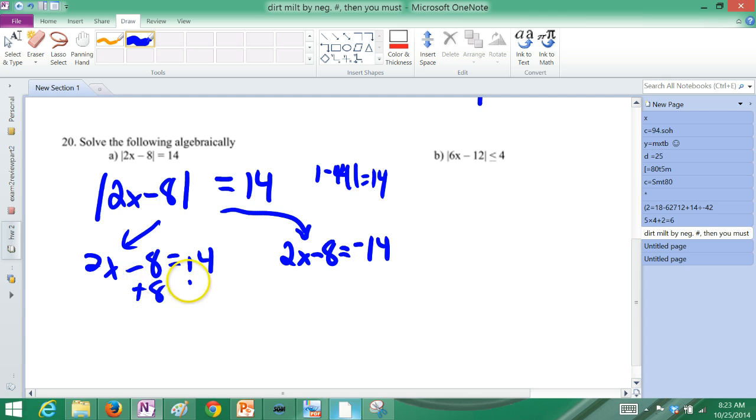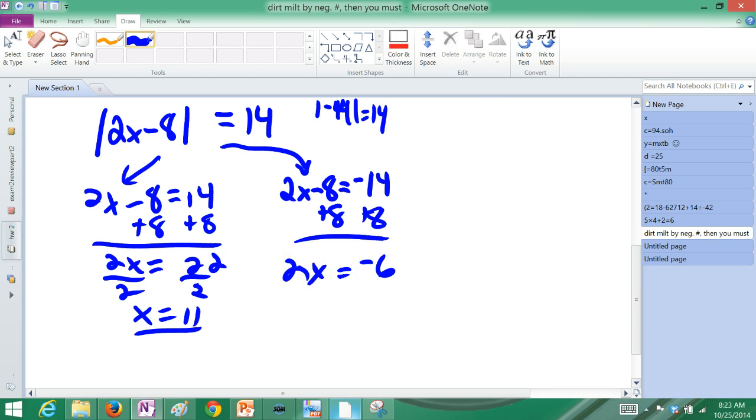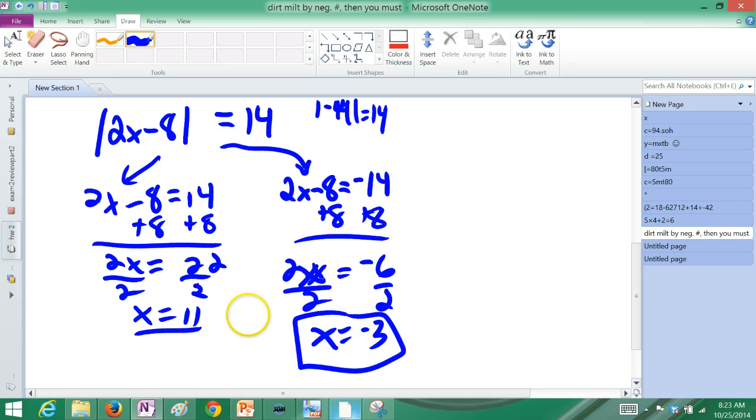So add 8 to get 22. Divide by 2 to get 11. Add 8. This time you get a negative 6. Divide by 2 to get a negative 3. X can take on two values, negative 3 and 11.